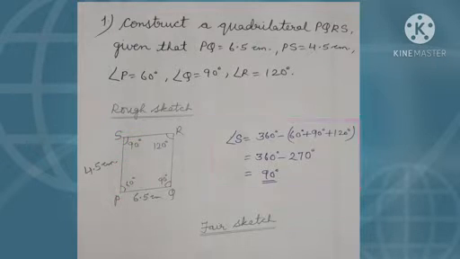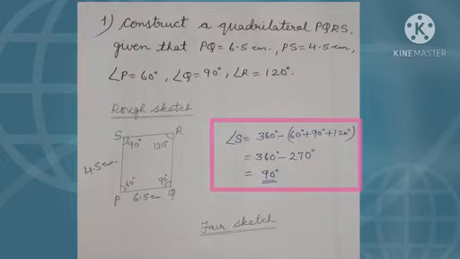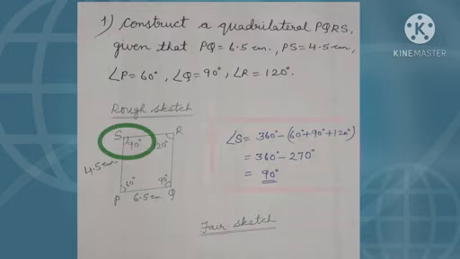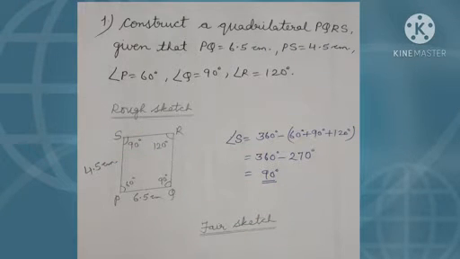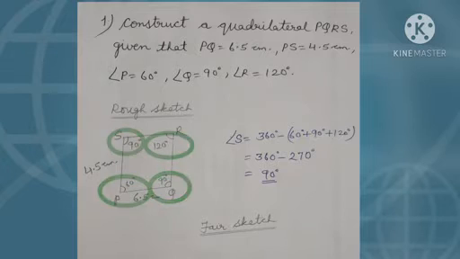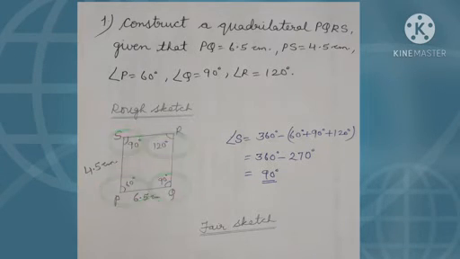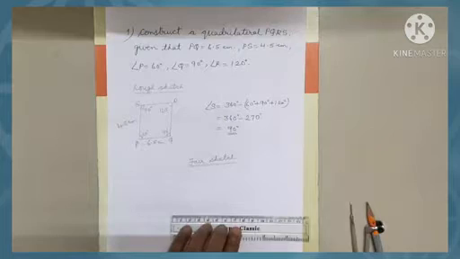To get angle S, we use the angle sum property: 360 degrees minus (60 degrees plus 90 degrees plus 120 degrees) gives the measurement of angle S as 90 degrees. Now we construct a fair sketch. The measurements of all the given angles, 60 degrees, 90 degrees and 120 degrees, are multiples of 15. So here we will use compass and ruler to construct all of these.